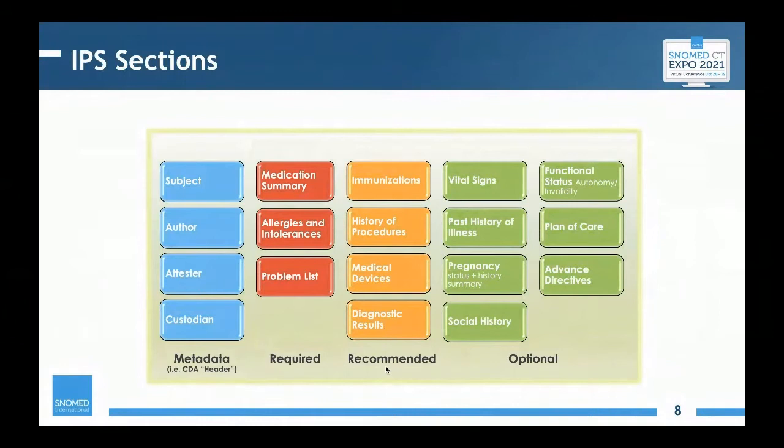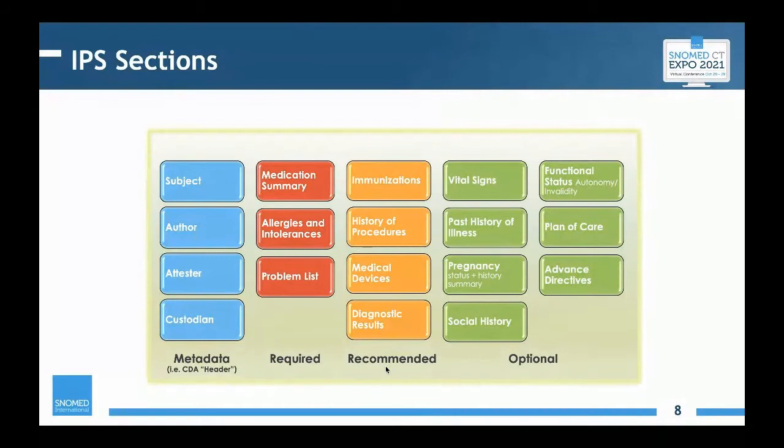And then there's a set of required, recommended, and optional sections. The required sections include medications, allergies and intolerances, and a problem list. Those are felt to be critical pieces of information that really are essential for any type of care scenario. Basically, the document either has data for those sections, or if there is no data, then there's an explicit statement of that fact. So there's never ambiguity about that.